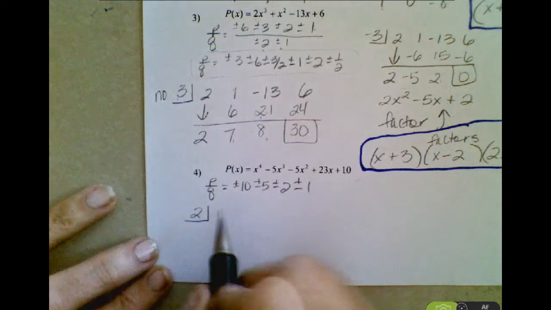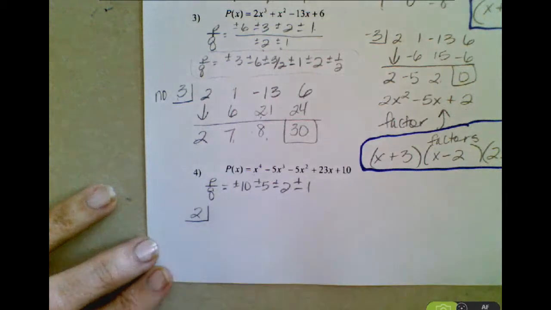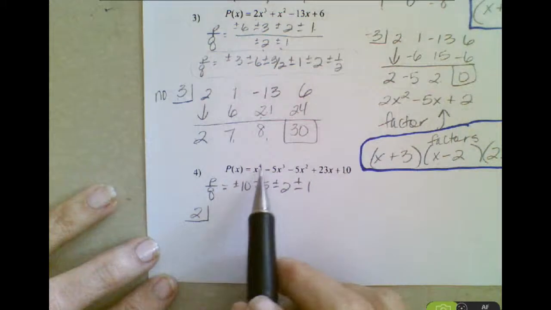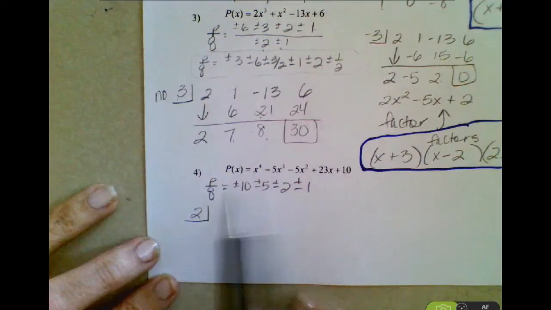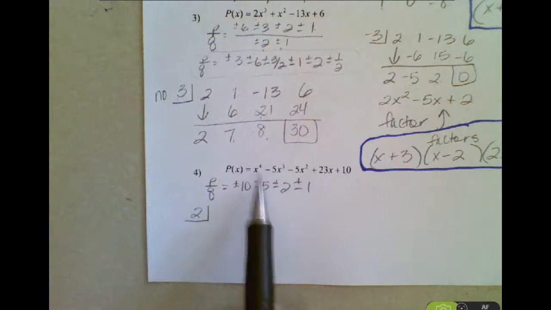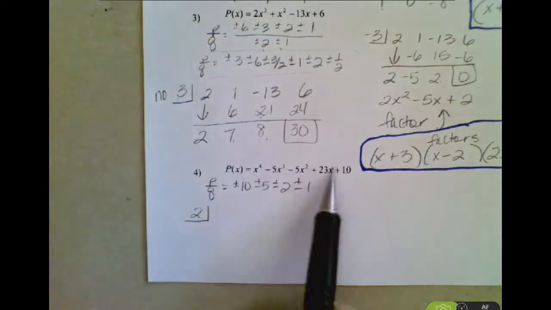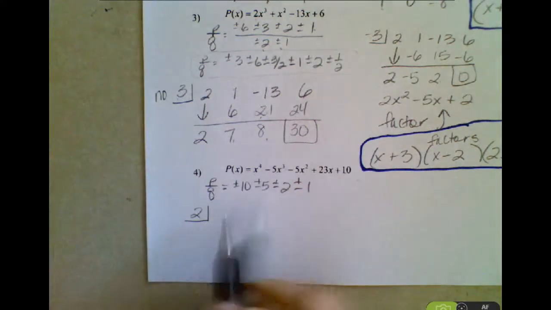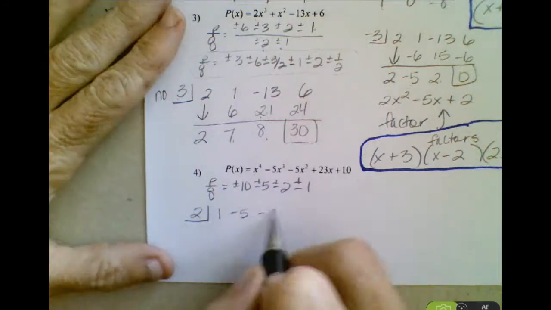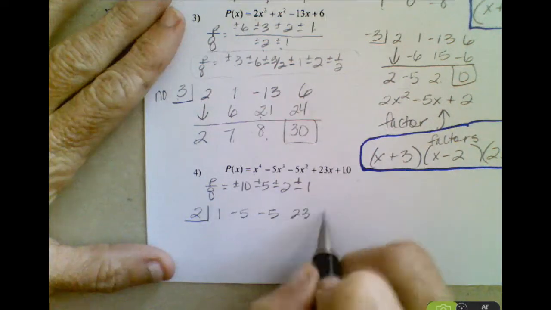So I have all of my coefficients listed in descending order. They're all accounted for. Sorry, my exponents. All of my exponents listed in descending order, and they're all accounted for: 4, 3, 2, 1, 0. So I'm good to go on the synthetic division. My coefficients are 1, -5, -5, 23, and 10.